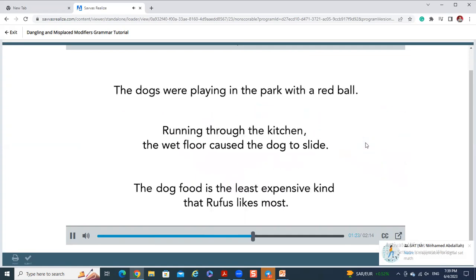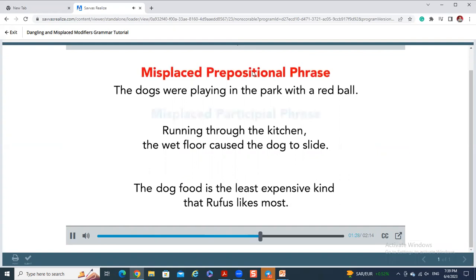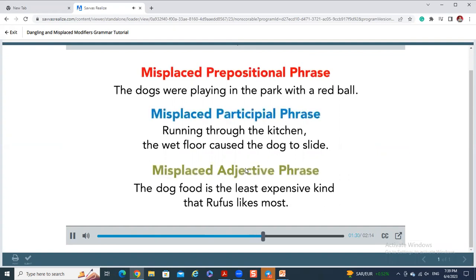There are several different types of misplaced modifiers. Prepositional phrases, participial phrases, and adjective phrases. Can you spot the misplaced modifier in these sentences? With a red ball is a misplaced prepositional phrase. Running through the kitchen is a misplaced participial phrase.